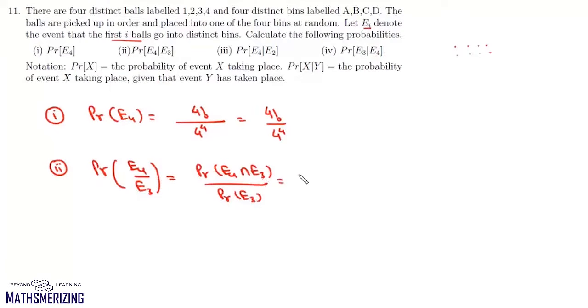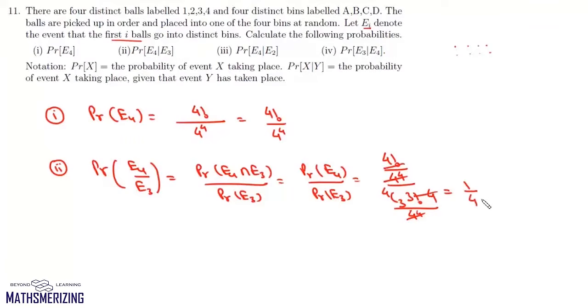Now what is E4 intersection E3? E4 intersection E3 is nothing but simply E4, since E4 is contained in E3. Now the probability of E4 is factorial 4 upon 4 to the power 4, and the probability of E3 is the probability of the event that the first 3 balls go into different bins. So first we have to select which bins, so it will be 4C3 and then factorial 3, and for the last ball we have 4 choices. So it will be 4 upon 4 to the power 4. So this 4 to the power 4 will cancel, and this factorial 4 will cancel. So it will be simply 1 by 4.